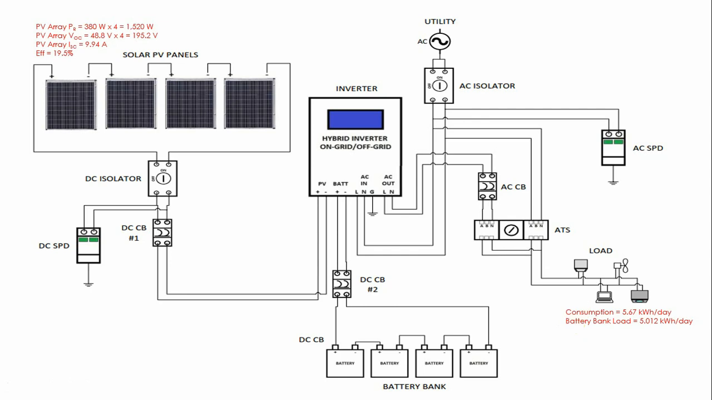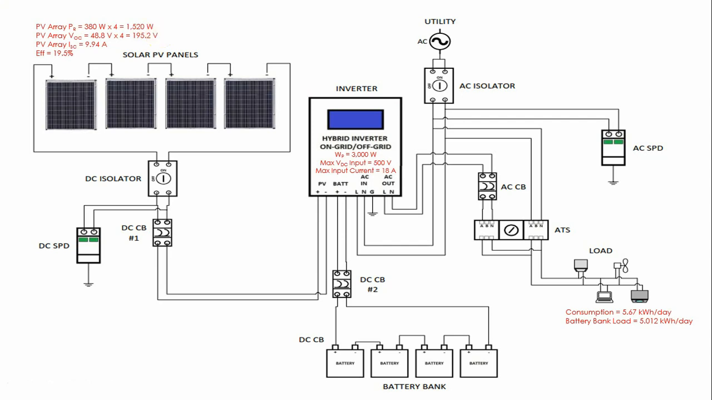In step 2, we have determined that for a daily consumption of 5.67 kilowatt hours, we need 4 pieces of this 380 watts solar panel, rated at 380 watts. In step number 3, we calculated that the inverter should have a rating equal to or higher than the power output of our solar array, which is 1.52 kilowatts. In this example, we chose an inverter with a power rating of 3 kilowatts, which is higher than this.